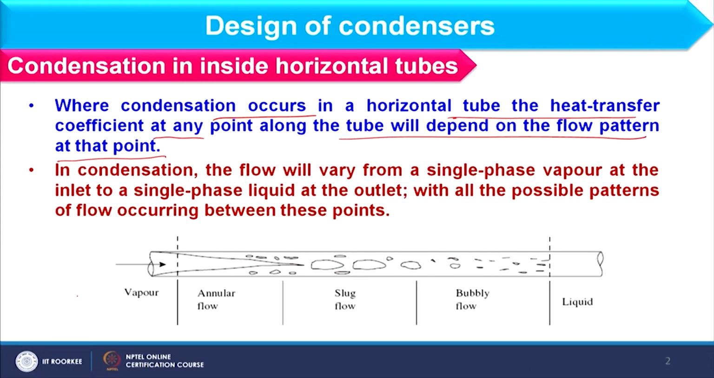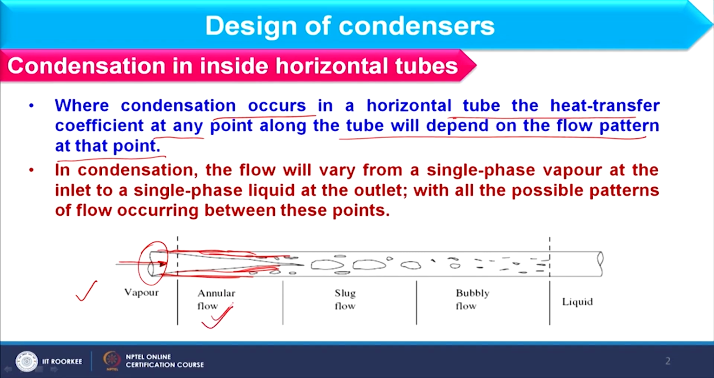Okay. So, let us discuss the pattern inside the horizontal tube, and that you can understand through this schematic. When the vapor is entering the tube, it is in pure vapor form. Okay. And when it comes across a surface which is at a lower temperature than the vapor, condensate will start forming on this surface only. Okay. And here you see the condensation formation, and as we proceed further we can find that the condensate film thickness will keep on increasing.